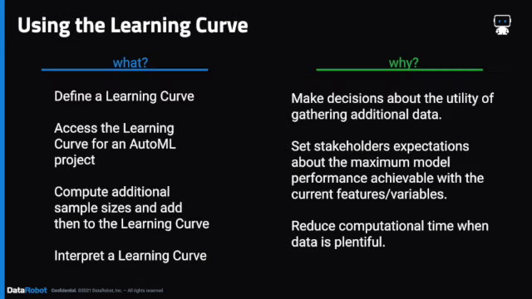After watching this video, you should be able to find the learning curve in DataRobot and use it to compute additional sample sizes not already plotted. You should also be able to interpret the shape of the curve to conclude whether there's utility in gathering additional data and be able to communicate to stakeholders what the maximum performance from the current features is likely to be. In cases where data is very plentiful, you should be able to use the learning curve to decide how much data to use for training to reduce computational time while retaining model accuracy.